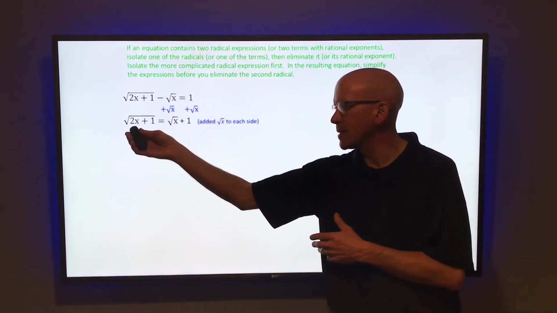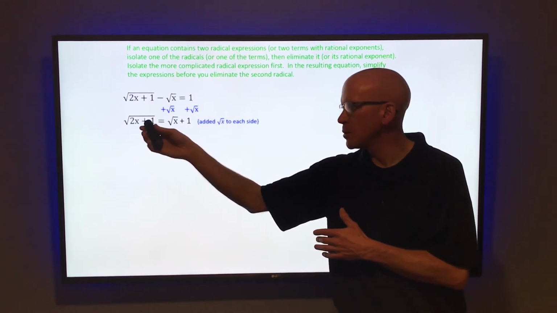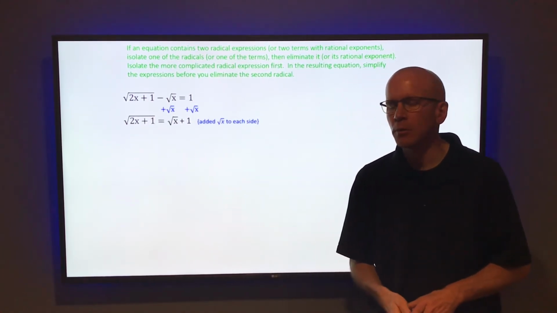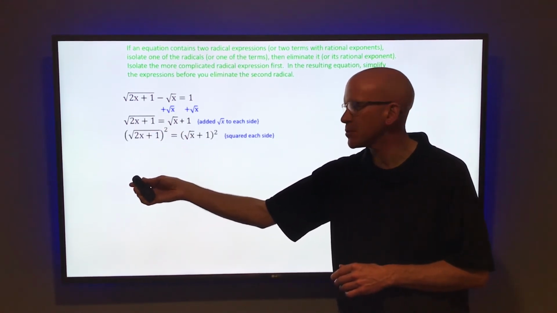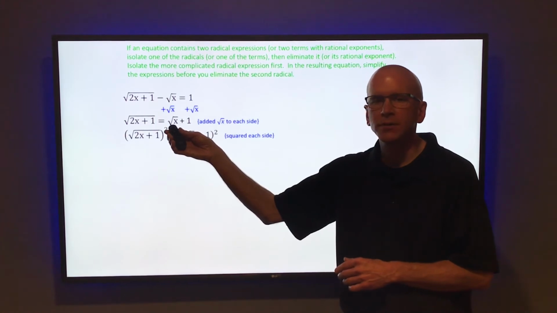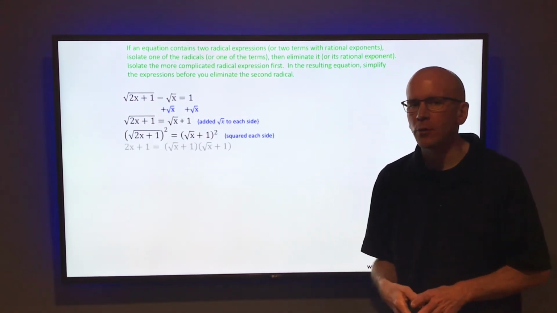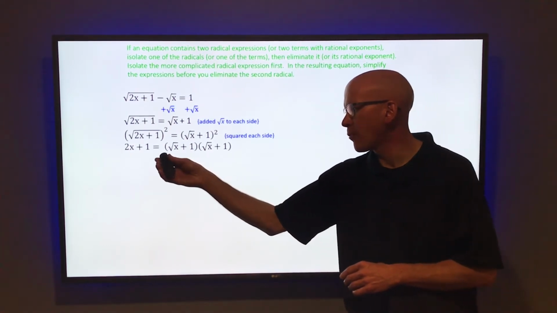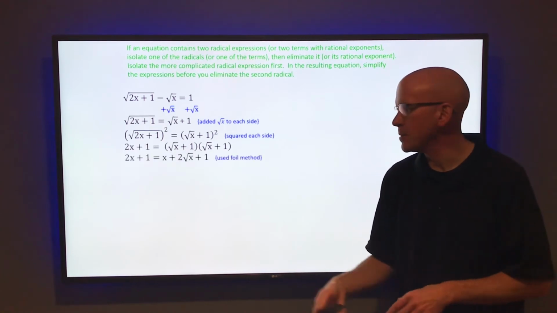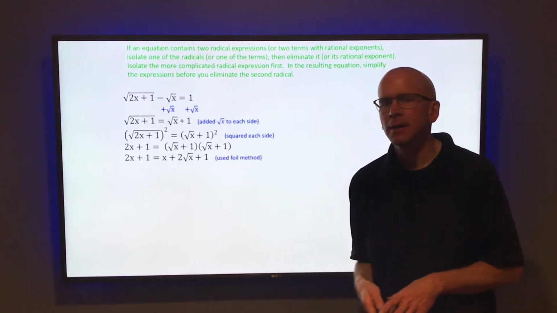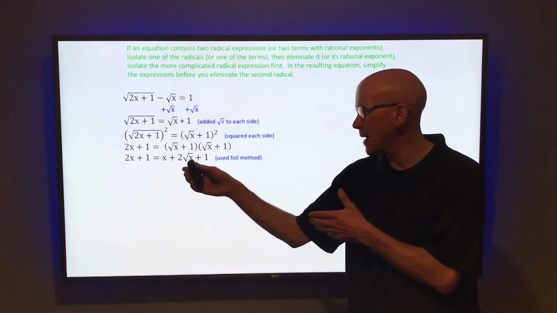Now we just isolated that square root of 2x plus 1. We're going to eliminate that radical sign. So to eliminate that radical sign, we're going to square both sides. If you square the square root of 2x plus 1, that will just be 2x plus 1. On the right, if you square the square root of x plus 1, we're going to multiply that by itself. We have to use the FOIL method or distributive property. So when you multiply the square root of x plus 1 by itself, that's going to be x plus 2 times the square root of x plus 1.